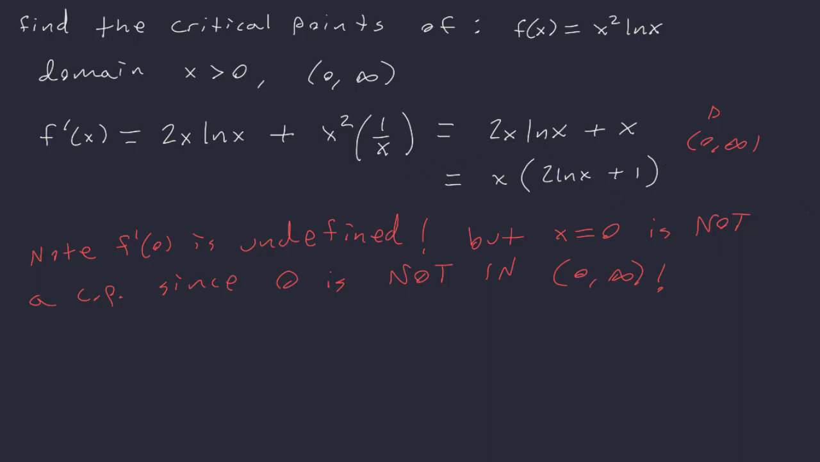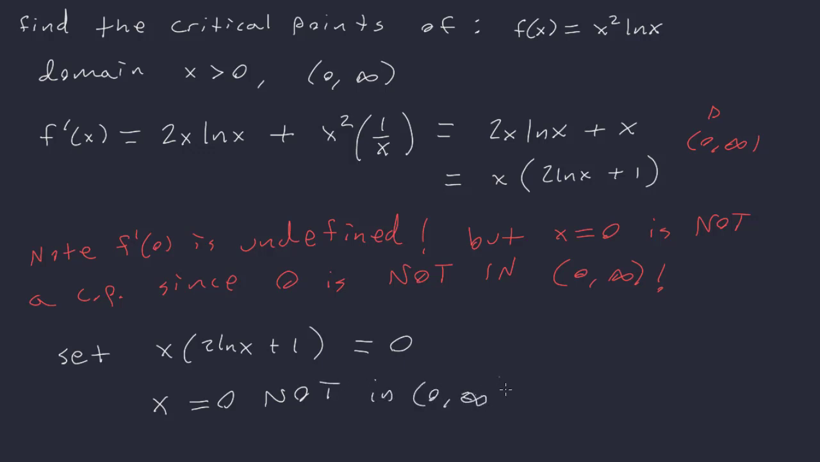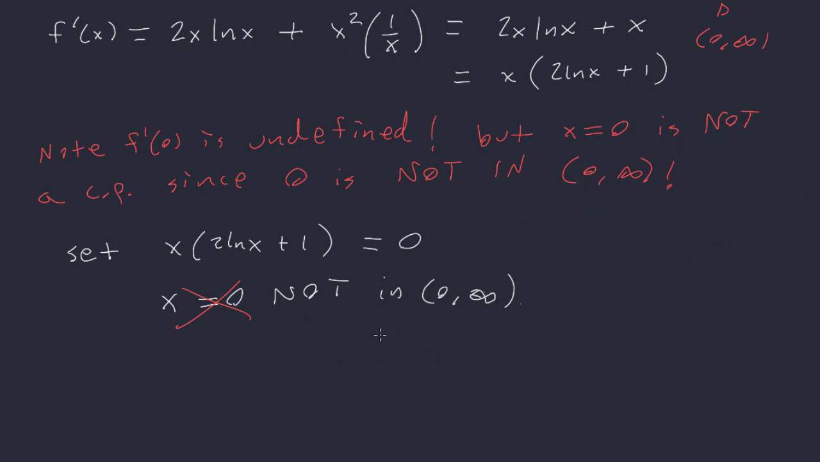Okay, nothing's really changed. All right, so really all we need to check on is what makes this function equal to 0. So set x(2 ln x + 1) = 0. And note, you'll get x = 0 as one of the solutions from this piece. However, that's not in (0, ∞), so we can actually throw this value away. We don't need to worry about it. We only really need to worry about 2 ln x + 1 = 0.